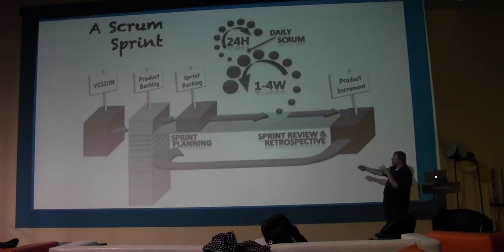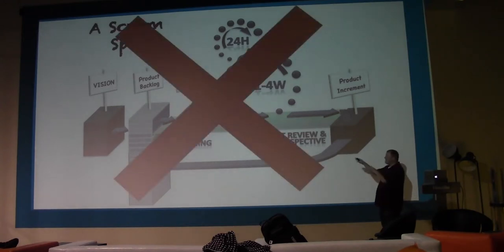and said, here's your vision, your product backlog, and your sprint backlog. And then you have your sprints, and these little daily scrums. And then it looks all really pretty and beautiful. The problem is, Agile is not this. Not a set of meetings, it's not a set of tools, it's not any of that.